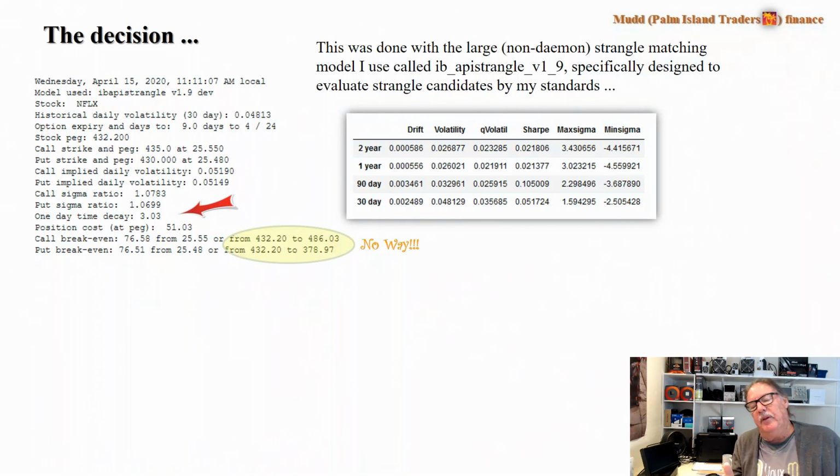It's just that to make a profit, you have to cover the cost of both sides, right? If you're doing the call alone, then you have to cover the cost of the call. If you're doing the put alone, you have to cover the cost of the put. But if you're doing a Strangle, you have to cover the cost of the call and the put combined. At this volatility, 0.05, Netflix would have to go from its current value, 432, to 486 or to 378. And that's just to break even.